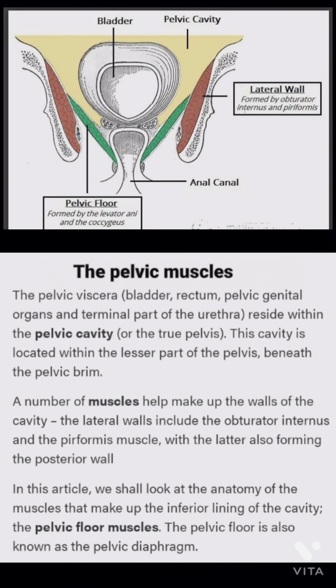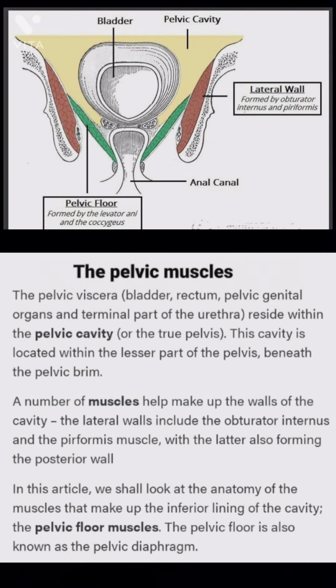Now I'm going to tell you the names of the muscles. The lateral walls include the obturator internus and the piriformis muscles, with the latter also forming the posterior wall. So the obturator internus and piriformis are the posterior wall muscles. And in this, the pelvic floor muscles are also known as the pelvic diaphragm.